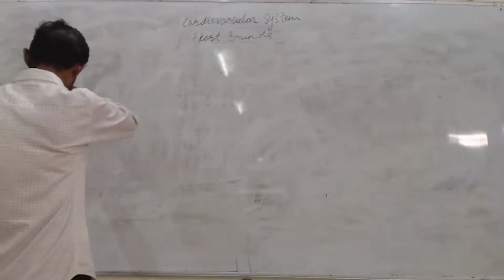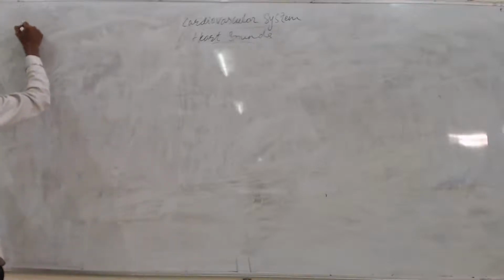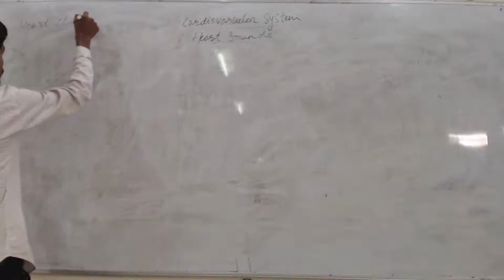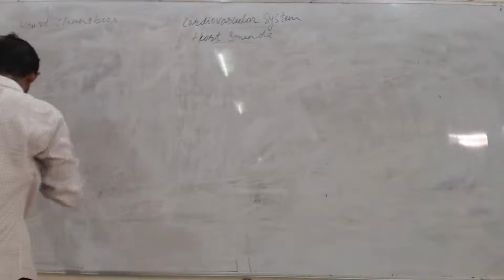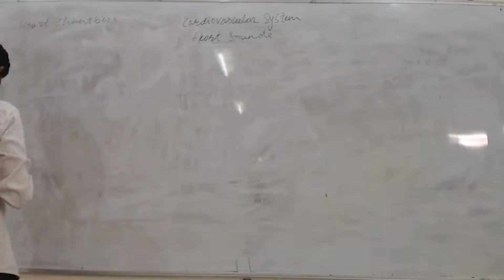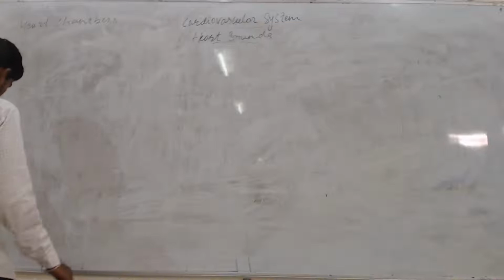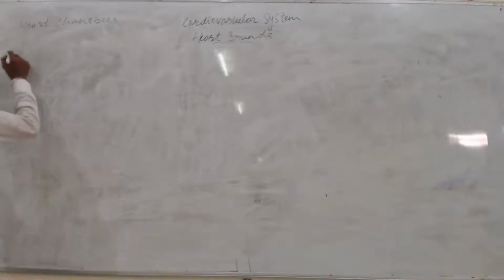And the next is heart chambers. The heart has four chambers, two atria and two ventricles. The atria are smaller with thin walls, while the ventricles are larger and much stronger.